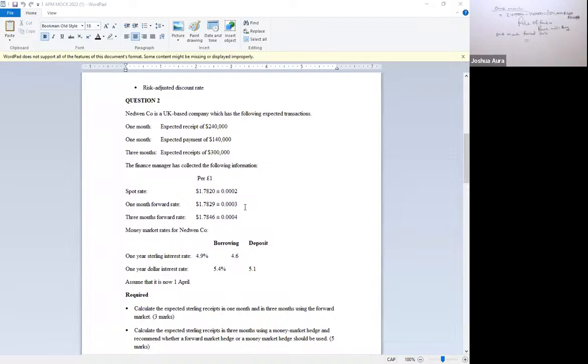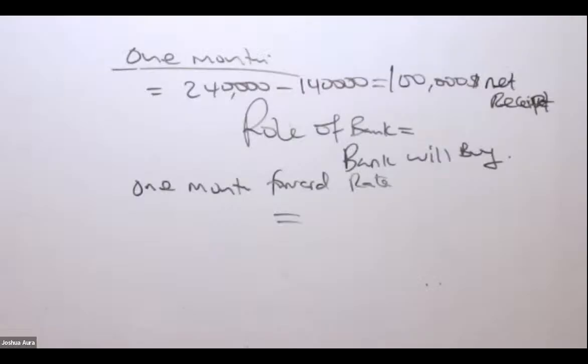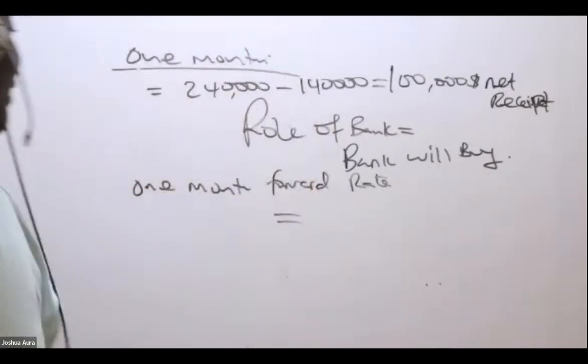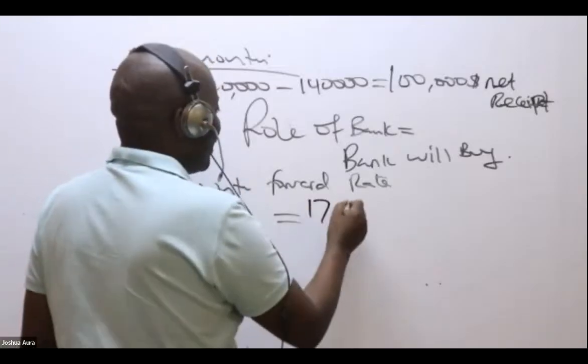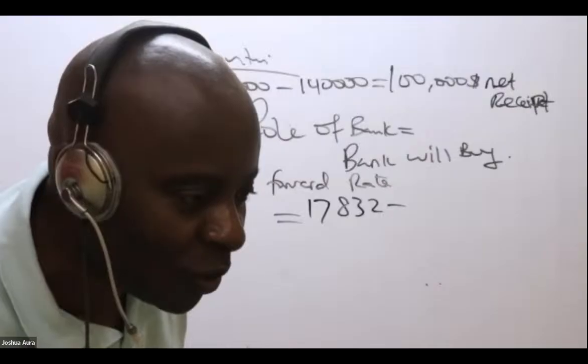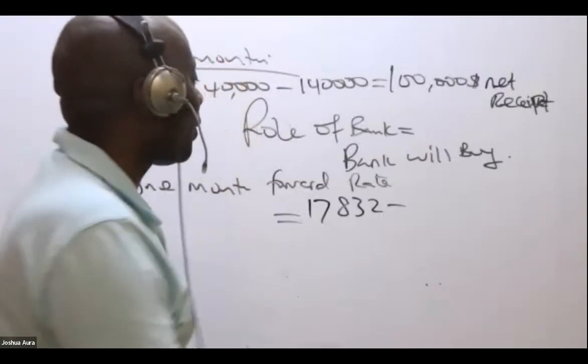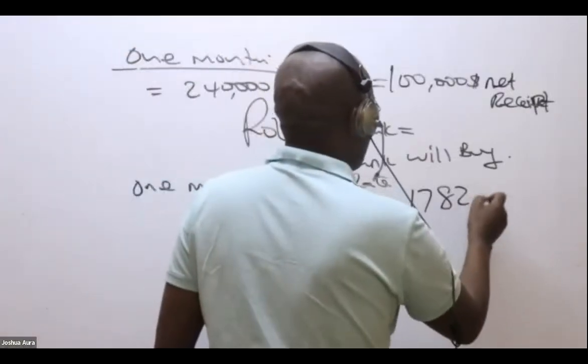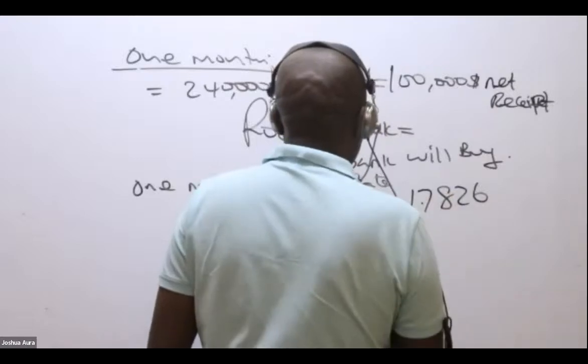So ukiangalia hapa, like the lower limit, when you subtract, you get something 6. Let me see what these students are writing there. Wameandika hapa J Kamau 17,832 all the way to 17,826. Decimal like that.